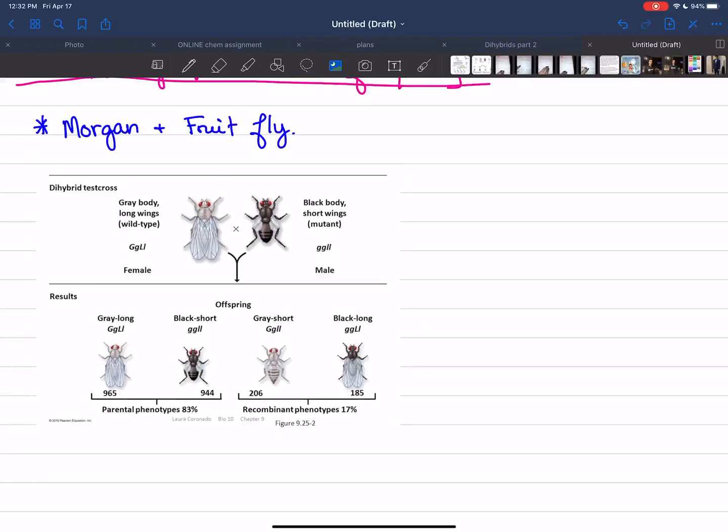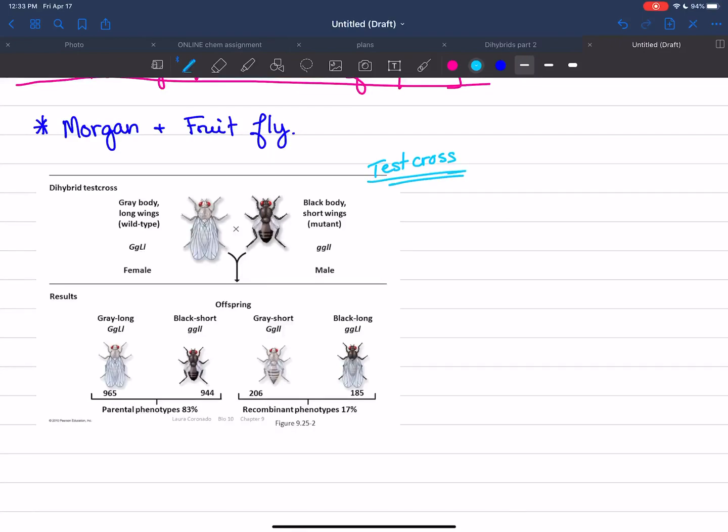And so you can see here that Morgan had two parents. It had a fruit fly that had a gray body with long wings, which is the wild type, the most common. And you can see here that it has a genotype of big G, little g, big L, little l. So it is a dihybrid individual, a female. And he crossed it with a black body, short wing individual of genotype little g, little g, little l, little l. So this is another thing that we also cross. Remember, we call this a test cross, right?